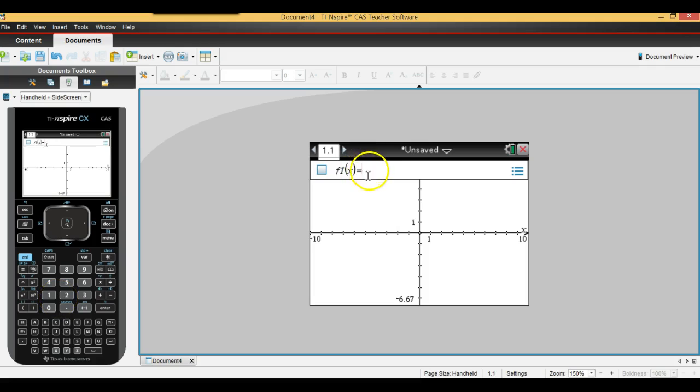And then we get this invitation to type in here an equation.